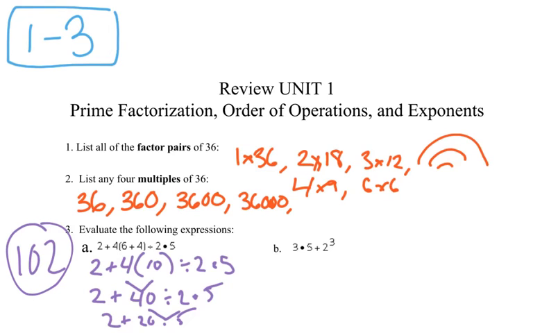Don't forget, your exponents do not mean 2 times 3. It means that this problem is 3 times 5 plus 2 times 2 times 2. 3 times 5 is 15, plus 2 times 2 times 2 is 8, for a final answer of 23.